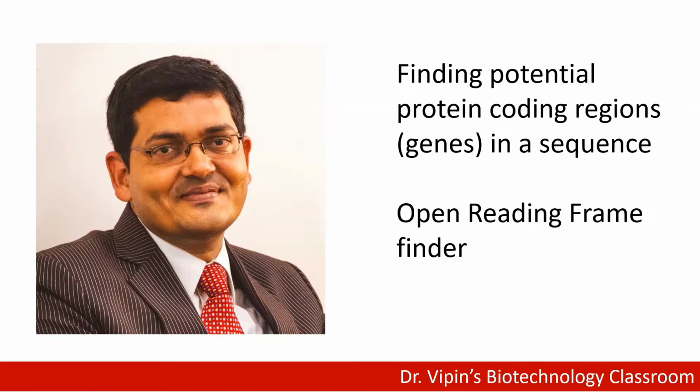Welcome back to the Bioinformatics Practical series, and today we talk about how to find potential protein coding regions in a sequence, right? The simplest method of doing that is by finding what are known as open reading frames. Before moving on to what an open reading frame is, let me give you a background of genome annotation. So let's start with genome annotation first, and then of course we discuss the simplest method of finding potential protein coding regions using the open reading frame finder.